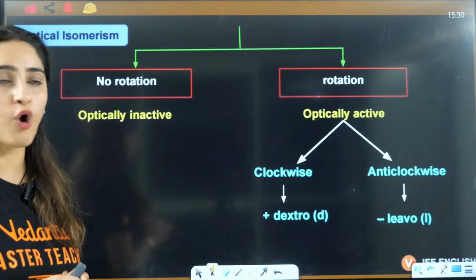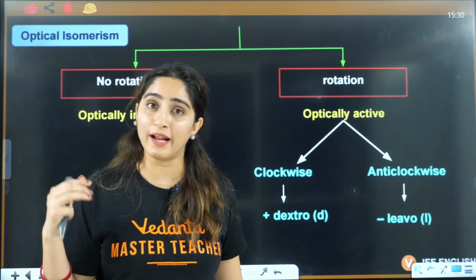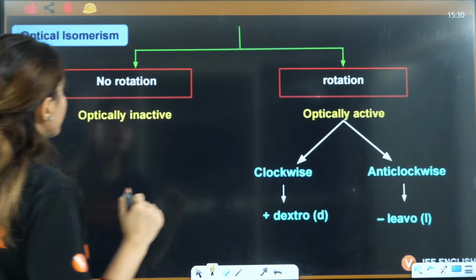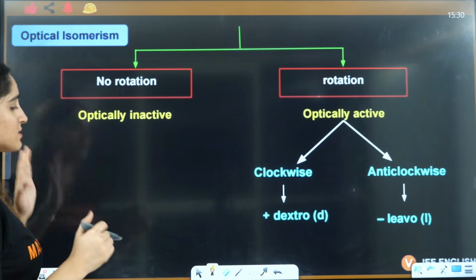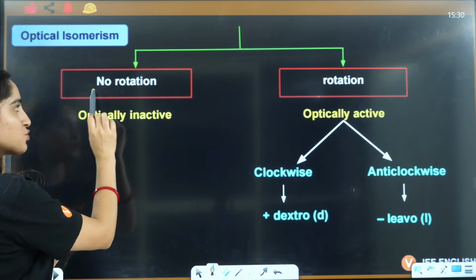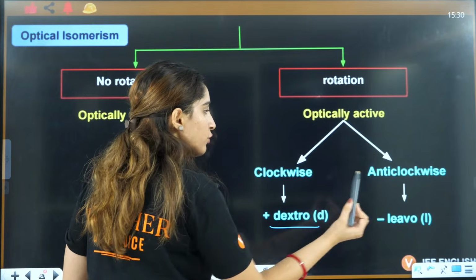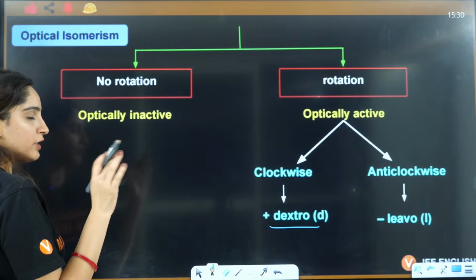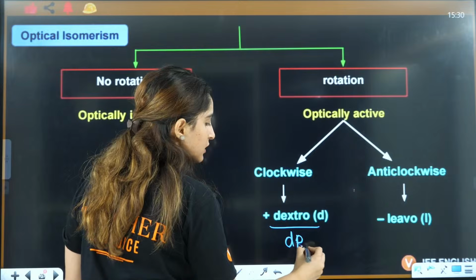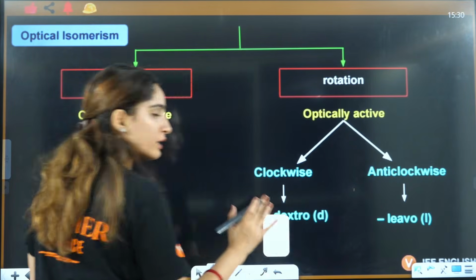Now, we can't always take a compound and go through the rotation experiment, right? So the first thing about an optical isomer: if there is no rotation, it is inactive. Rotation clockwise means dextro, and levo means left side. So how can you remember it? By D R: D for dextro, R means on the right side. That's how you can remember this.